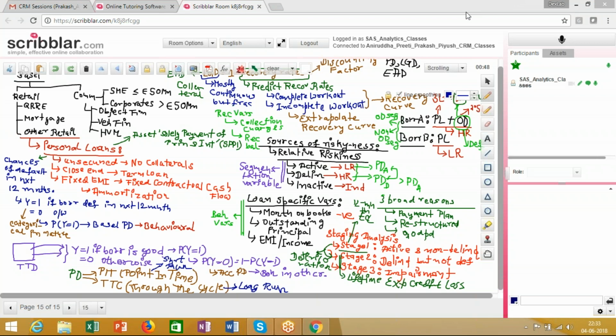Yes. So Anirudh, I will be coming to this question. I'll be coming to the examples, right? So basically, when we are talking about a through the cycle PD, what are you trying to do? You are trying to know what is the probability of default over a given cycle.